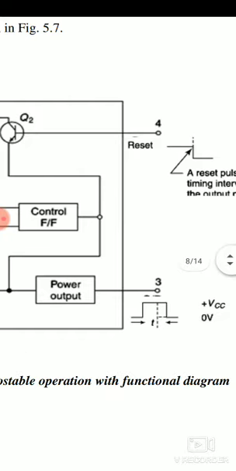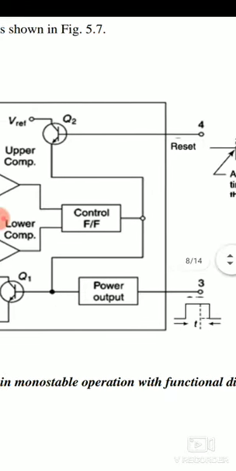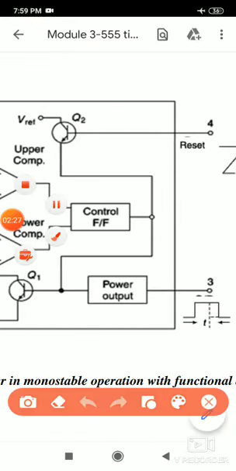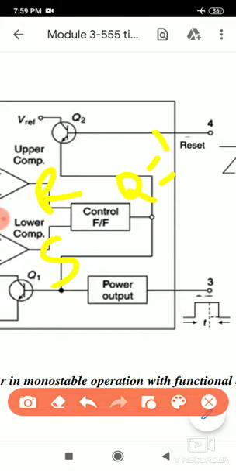Again I will repeat. Here the terminals are missing, I am just indicating reset and set. Lower comparator is on means set the flip-flop output. Set means Q equal to 1 and Q bar equal to 0. So Q bar 0 is given to the power amplifier. The power amplifier is an inverter, so 0 is converted into 1.